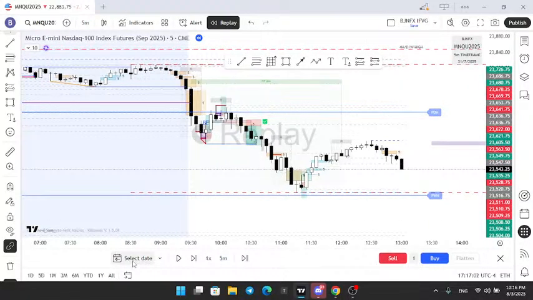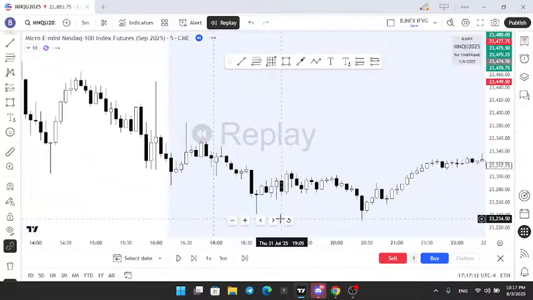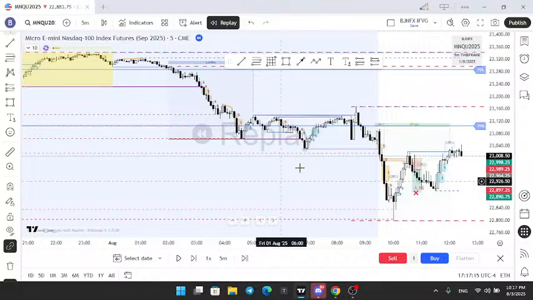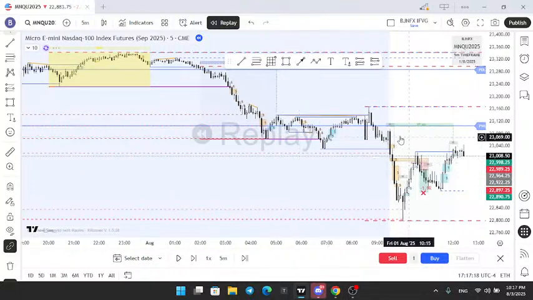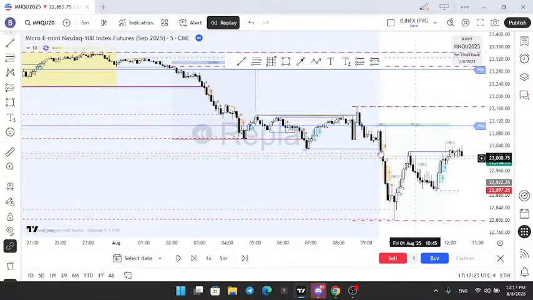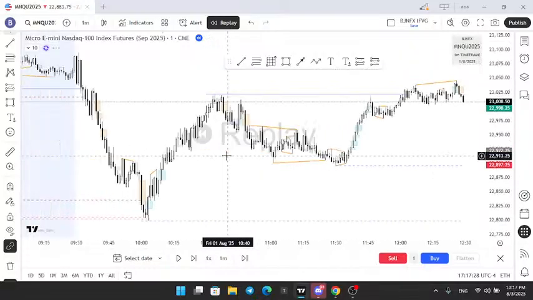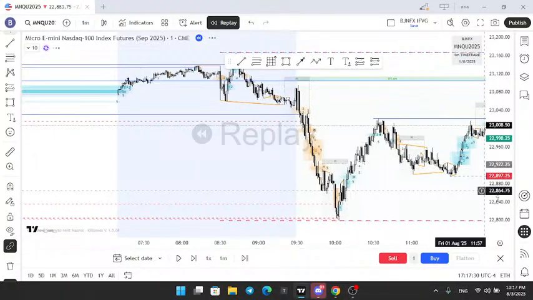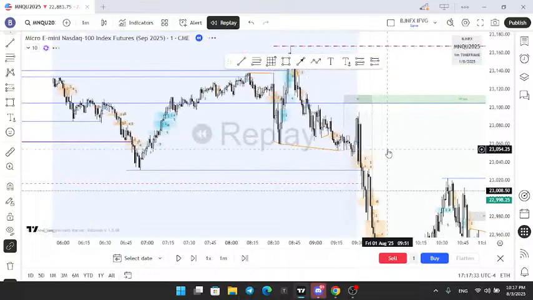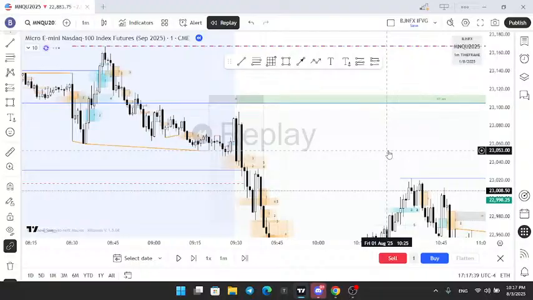And for Friday, Friday was actually a great day. I had like three wins on Friday. After that, I saw, I think, two more winning trades, but I didn't take them because of the consistency rule.